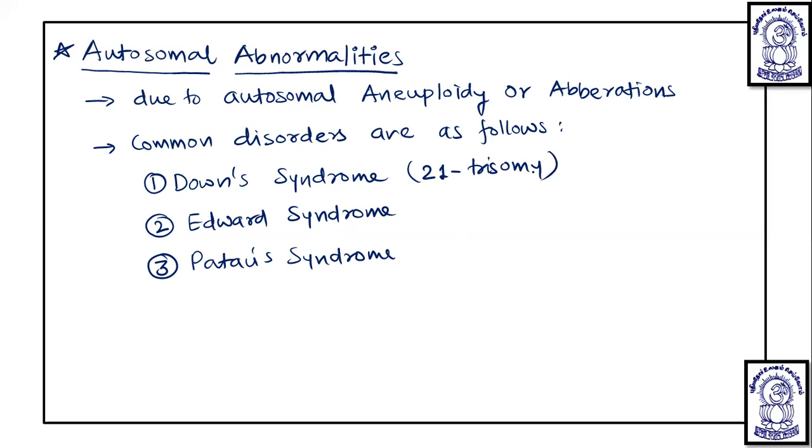It means that the chromosomes in the 21st pair, in place of 2, are going to be 3. So the total number of chromosomes is going to be what? 47 in place of 46. Then Down syndrome occurs. In the same way, 18 trisomy.